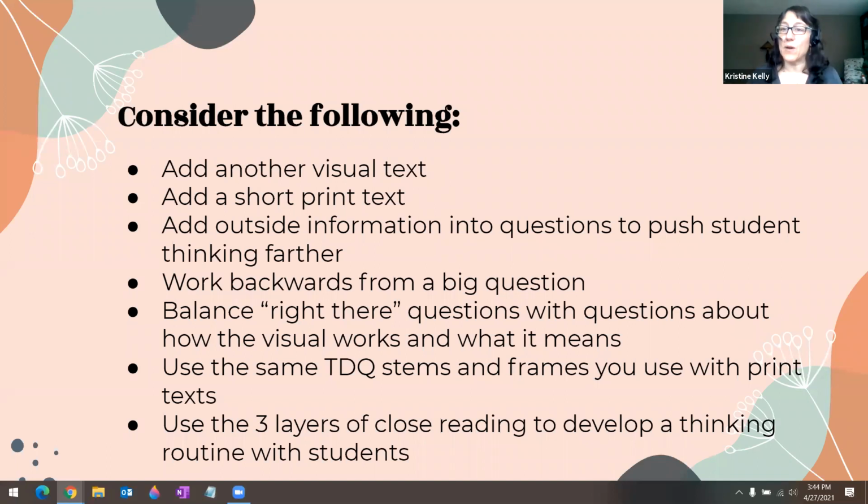Work backwards from a big question. It came out in the chat box, that idea of backwards design. What is some ultimate question or understanding that you want students to have? Balance their questions with questions about how the visual works and what it means.